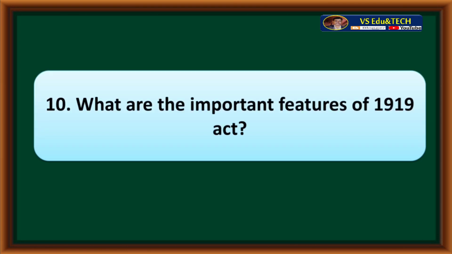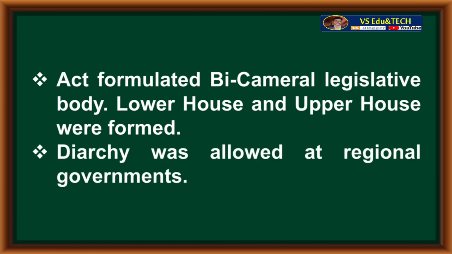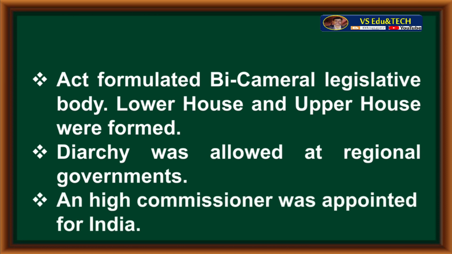What are the important features of 1919 Act? Act formulated bicameral legislative body, lower house and upper house were formed. Hierarchy was allowed at regional governments. A High Commissioner was appointed for India.